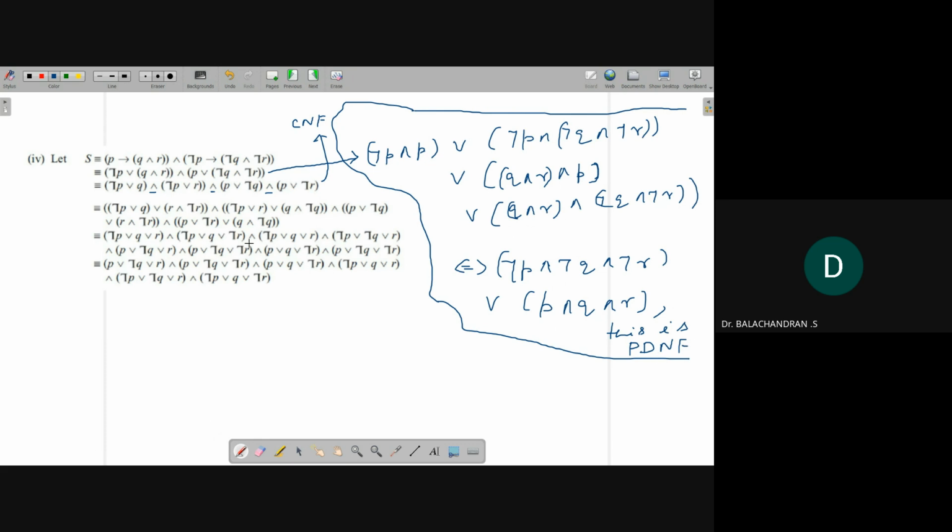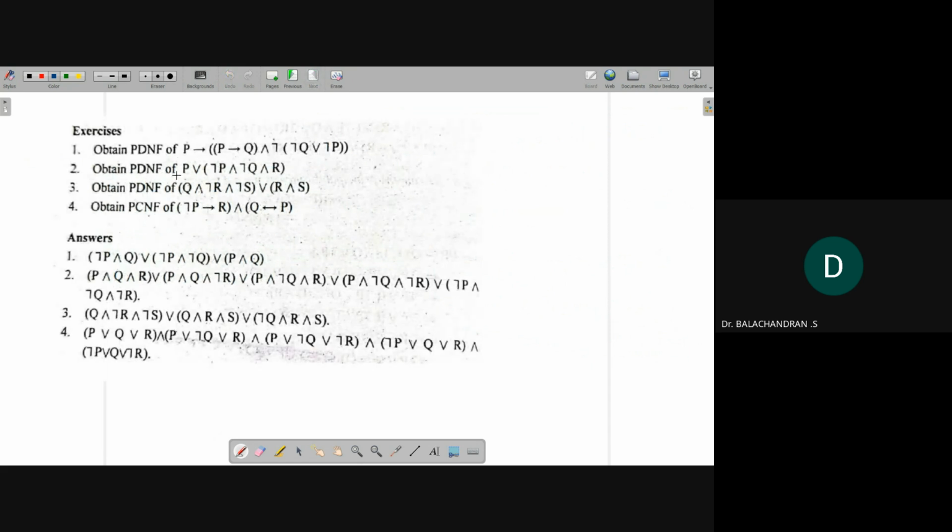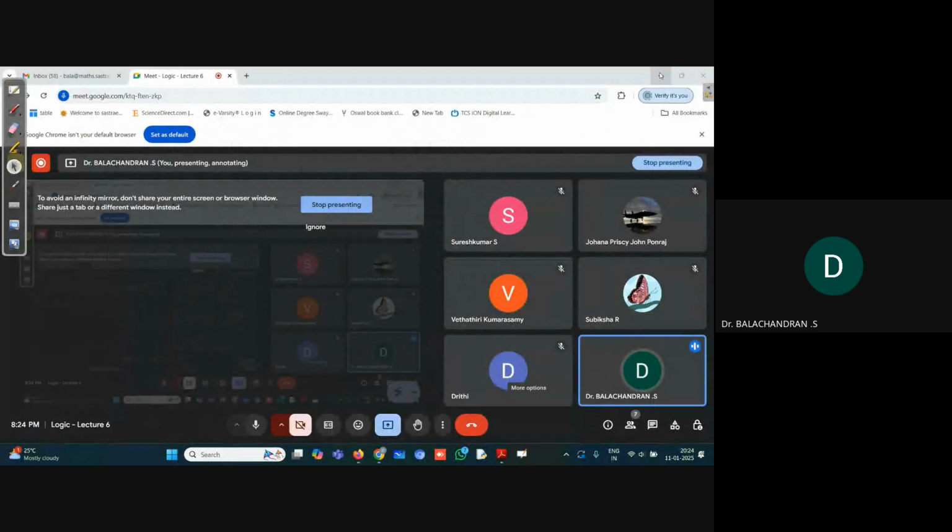So this is the last problem, and then I gave some practice problems. Four problems I gave with the answers. You can try. If you have any doubt, you can ask me. Otherwise, we'll meet tomorrow. Tomorrow I'm going to start inference theory. I will inform you the time, probably around 10:30. I will inform you through WhatsApp. Okay, thank you.